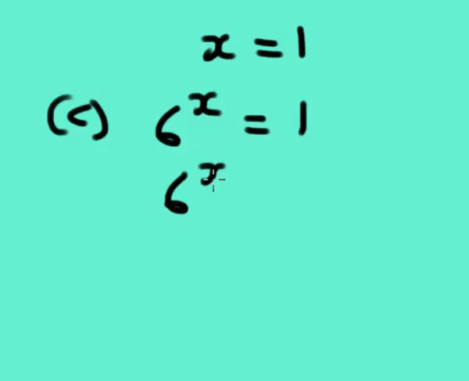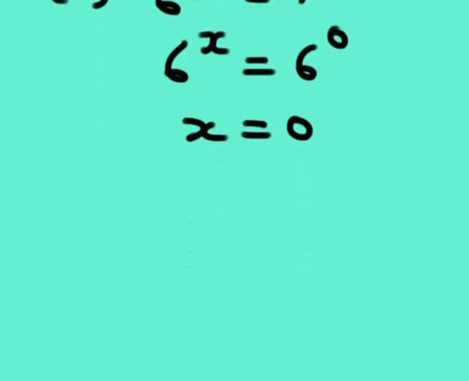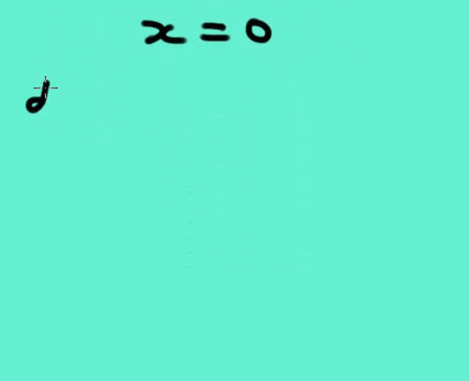But you could go like this: 6 to the x is equal to 6 to the naught. Now equate the bases, and x is naught. Okay, so that's quite important. Now let's get a little bit more technical, as we did in grade 10 and 11 with these things.